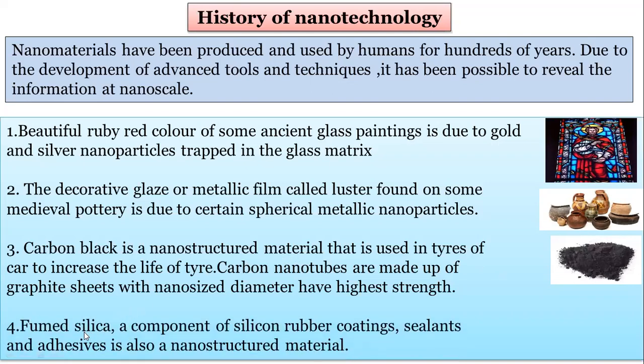Then the next one is fumed silica. Fumed silica is also a nanomaterial, which is a component of silicon rubber coatings, sealants, and adhesives. It is also a nanostructured material. See, this is a white colored material, fumed silica. So these nanomaterials we have already been using for many years. So the question will be asked for board exam. It is asked for 2 marks. Write the history of nanotechnology in brief. Such types of questions will be asked.